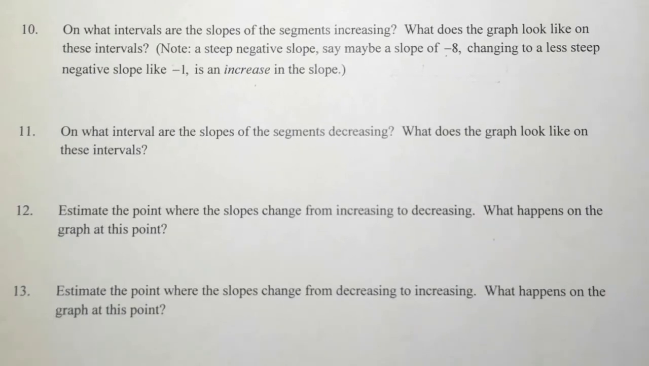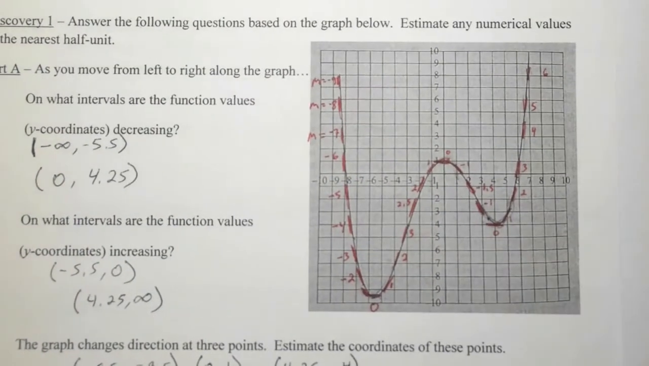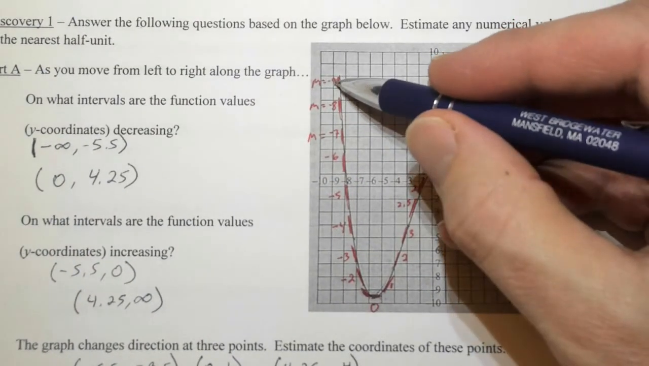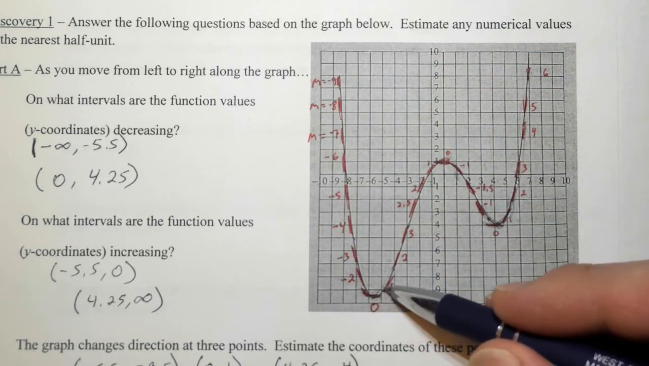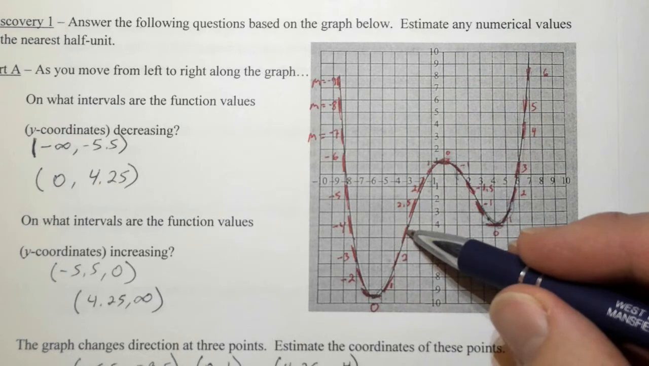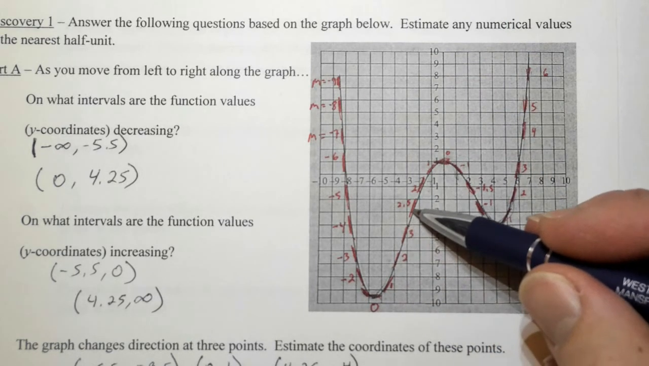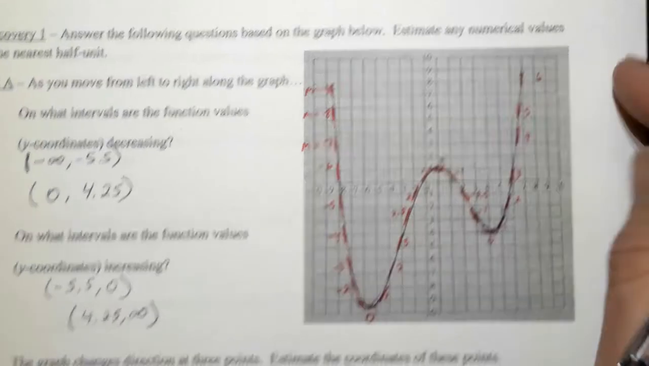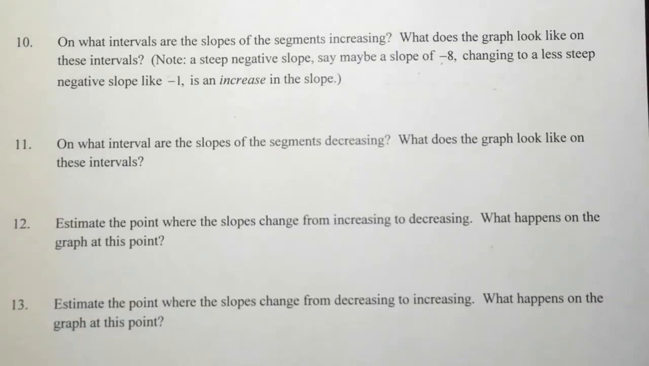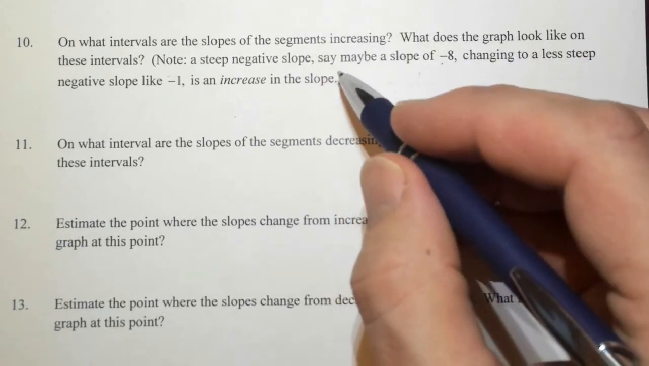So we go back here to our graph, right? Well, we start at -9, then we increase to -8, -7, -6, all the way up to 0, and then we keep going. Increase up to 1, to 2, to 3, and then we stop, and we start to decrease, 2.5 to 1, and so on. Okay, so on what intervals are the slopes of the segments increasing?